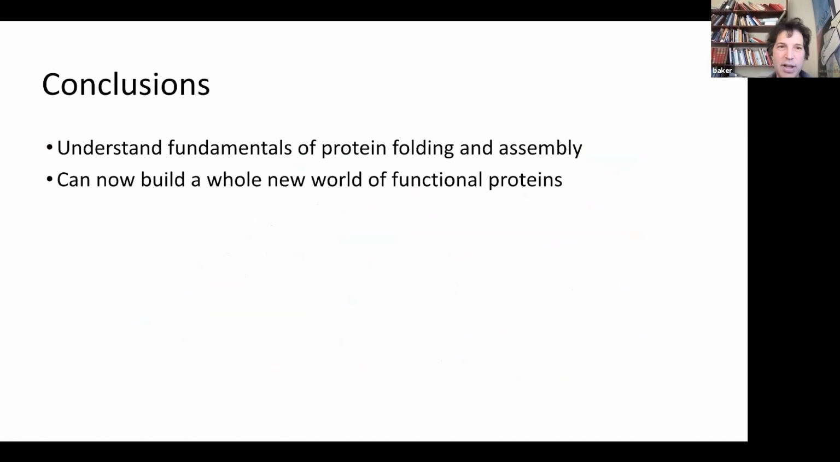So just to summarize, I think we understand a lot about protein folding and assembly, and now we can really start building a whole new world of functional proteins, which is very exciting.